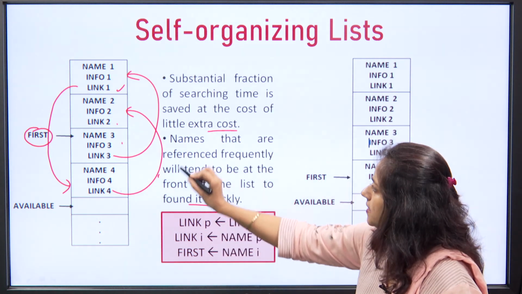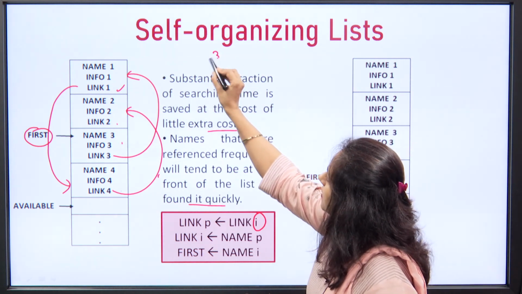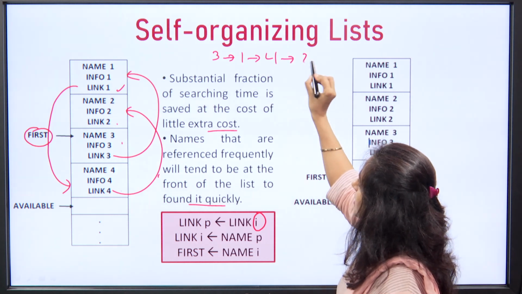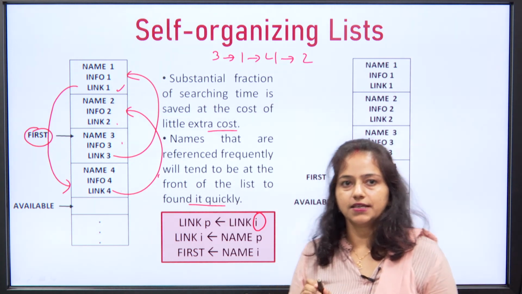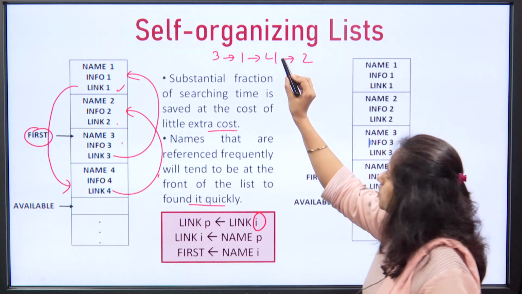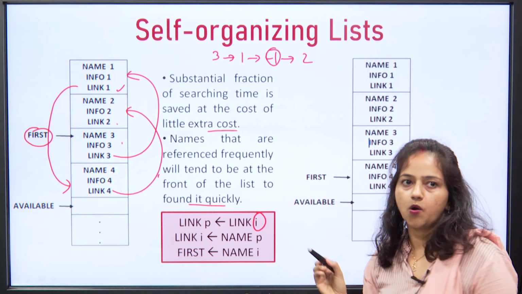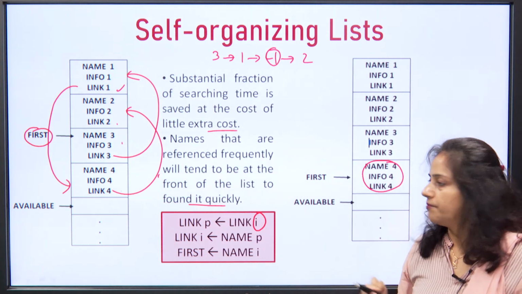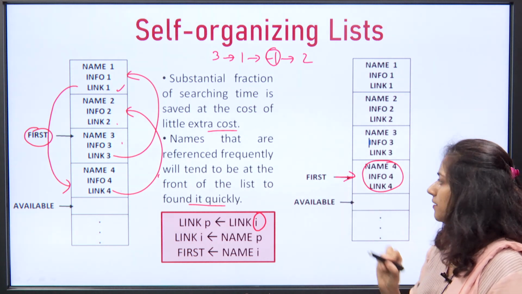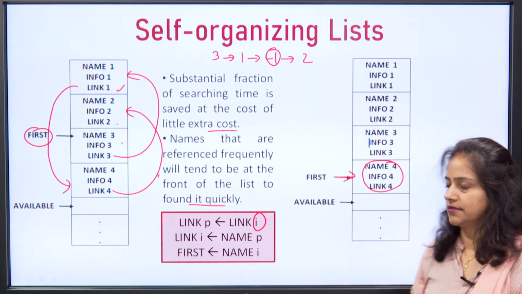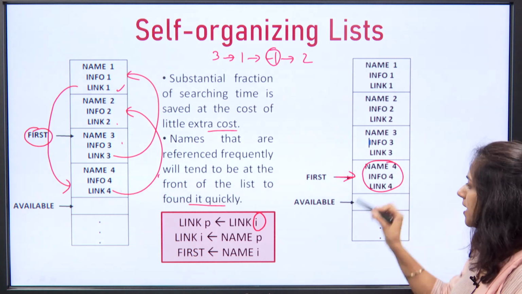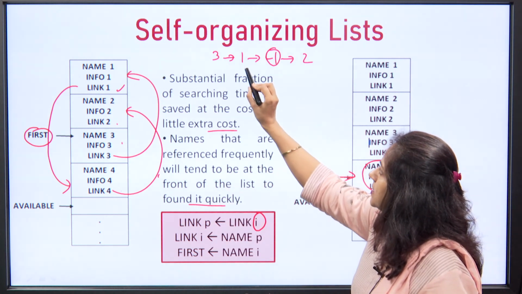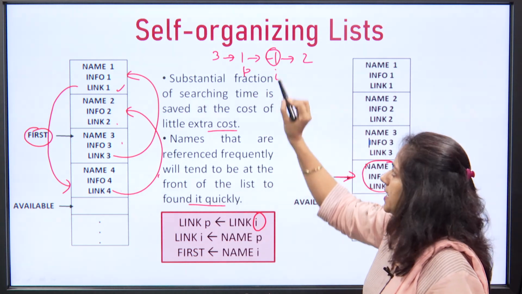This is the ith record that we want to search, and P means the parent record of this node. For example, here the list is maintained like 3 is pointing to 1 and 1 is pointing to 4 and 4 is pointing to 2. Now, suppose we take one example, and we want to search the fourth record, name 4. So, we want to search this particular record. So, first pointer will point to this particular record. Now, link pointers will be updated. Parent of 4 is this one, this is P and this is I.